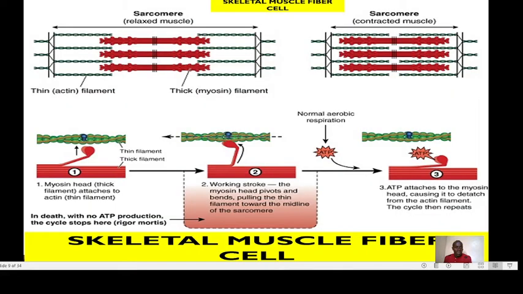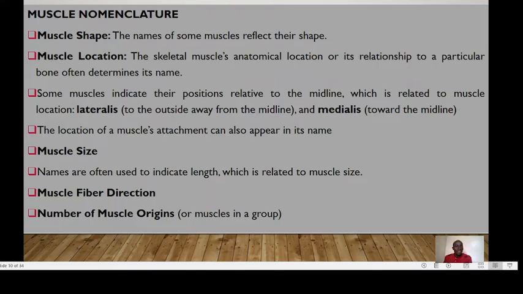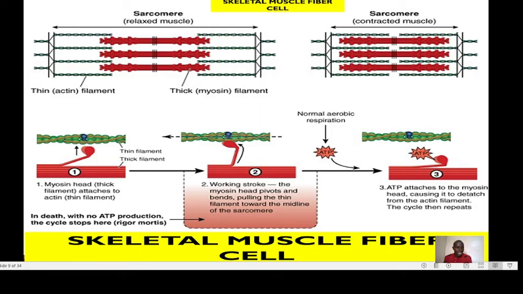So you can see the relaxed sarcomere and a contracted muscle, where they have joined the parts. So what happens during this contraction can be summarized in that manner.